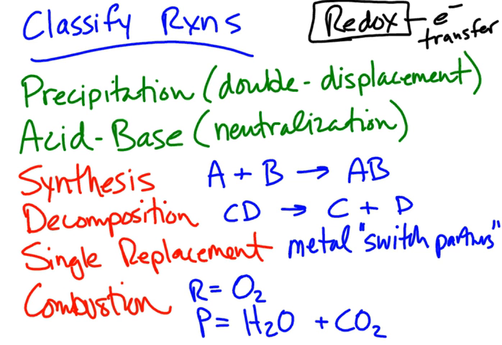Synthesis is when I have more than one reactant, but I have only one product. Decomposition is when I have one reactant, but I end up with more than one product. Single replacement is when the metals of the equation are just switching partners. So the metal that was part of the compound will now be a metal on its own, and the metal that was on its own becomes a part of a compound. Like I said, they just switch partners.